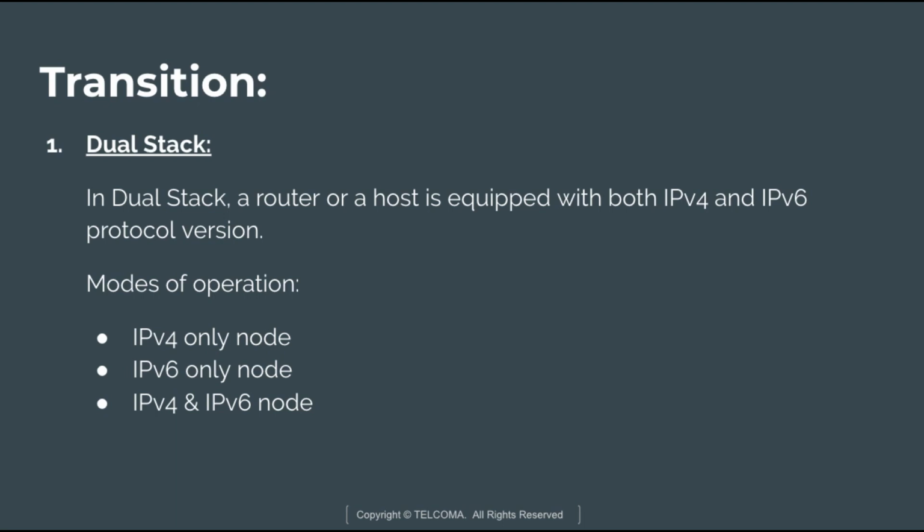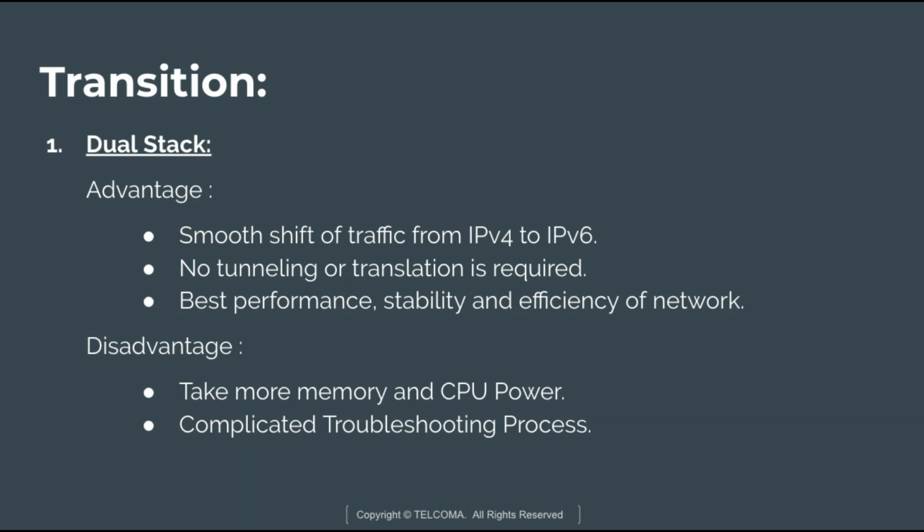In the other, IPv6 only mode, when the IPv6 stack is enabled and the IPv4 stack is disabled, the node behaves like an IPv6 only node. And in IPv4 and IPv6 node, when both the IPv4 and IPv6 stacks are enabled, the node can use both protocols. So the dual stack network is an infrastructure where IPv4 and IPv6 packet forwarding is enabled on a router.